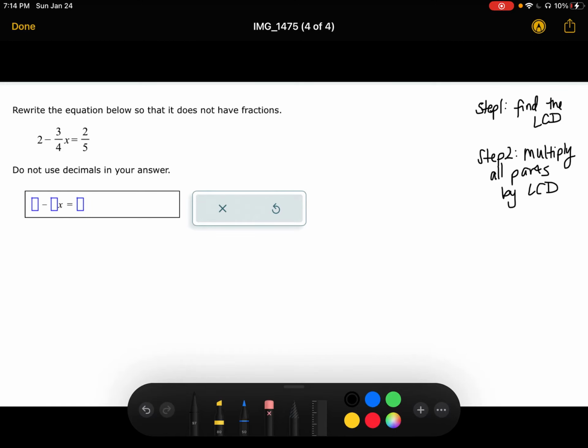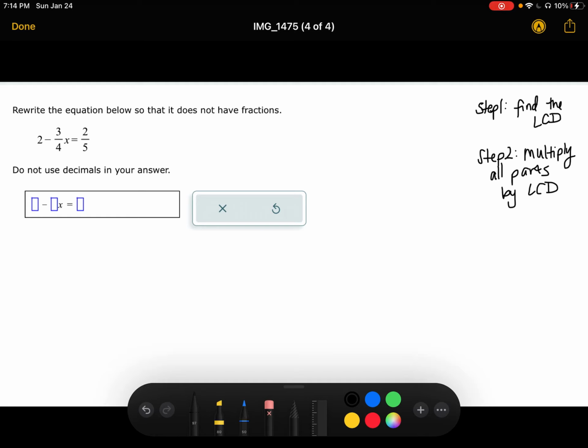So the question states, rewrite the equation below so that it does not have any fractions. So it's 2 minus 3/4 x equals 2/5. Do not use decimals in your answer. Notice that this question does not say solve. So please do not immediately see this question and just start to solve it. It wants you to rewrite this question without fractions.